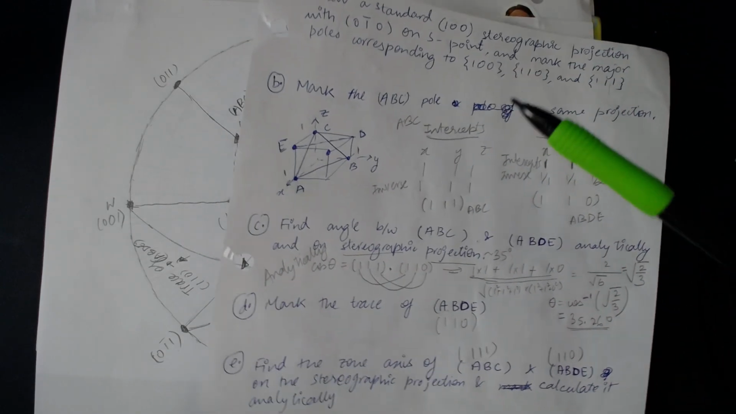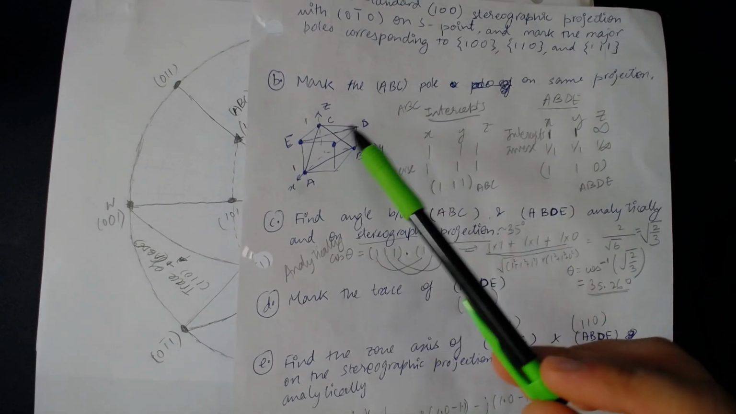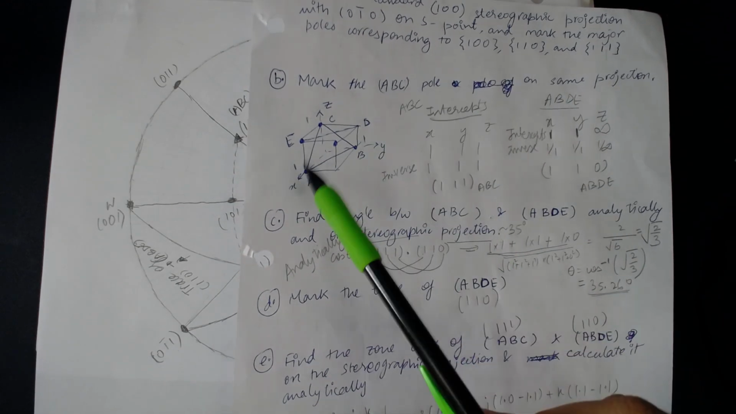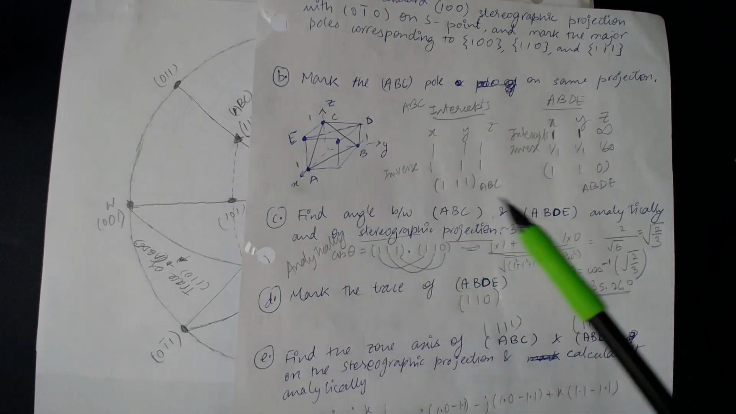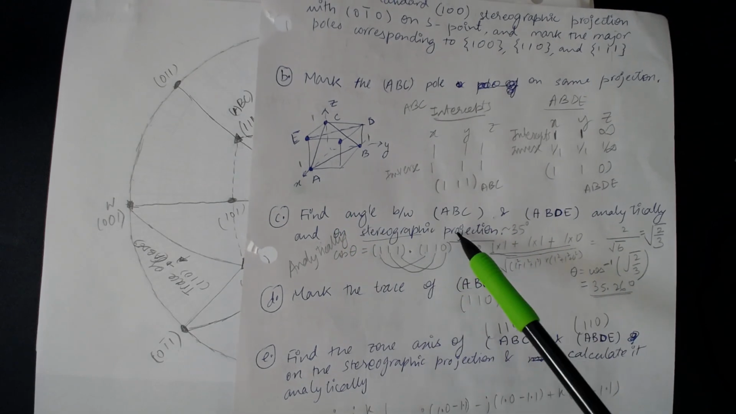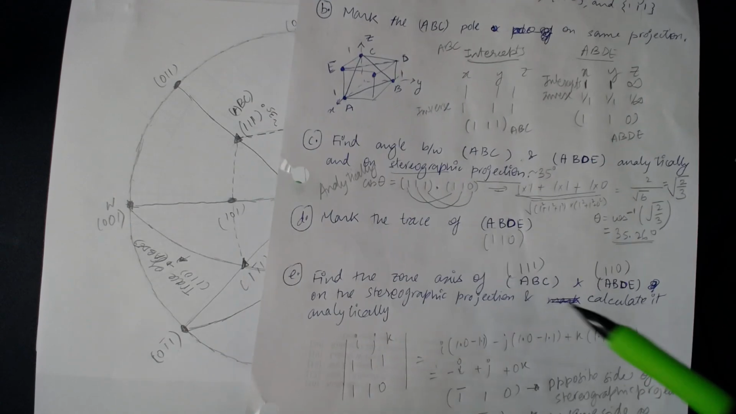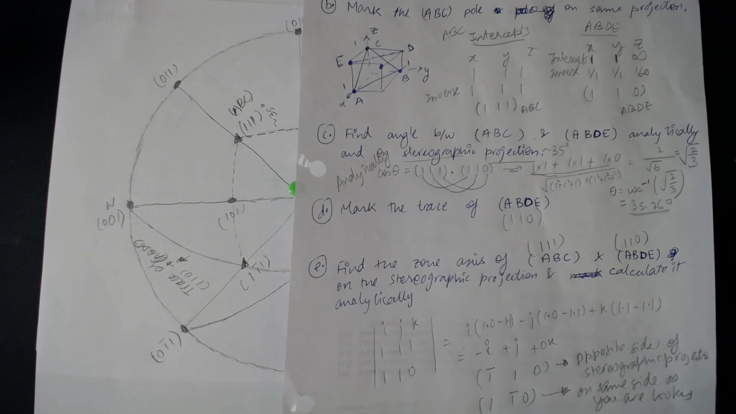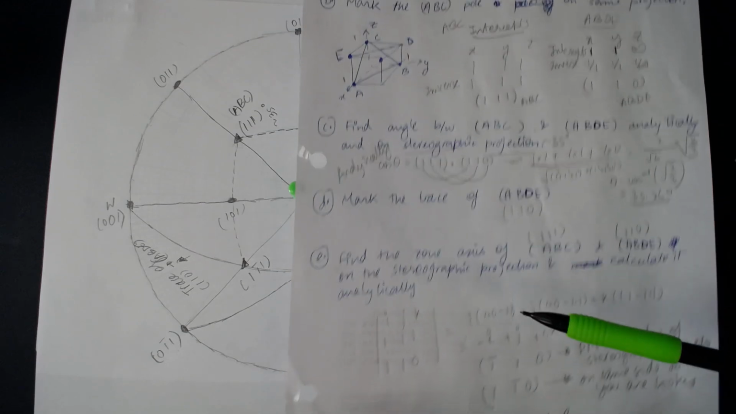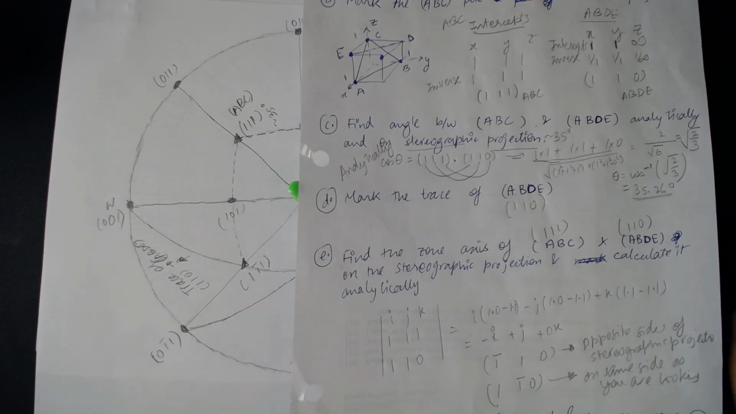Right, so this is how you can solve an entire question which involves drawing stereographic projections, marking the major poles, marking a new pole that is not given to you but you have to calculate through the Miller-Bravais indices, finding the angle between the poles through the stereographic projection and analytically, marking the trace of ABDE, and then finding the zone axis of ABC and ABDE, both on the stereographic projection and analytically.